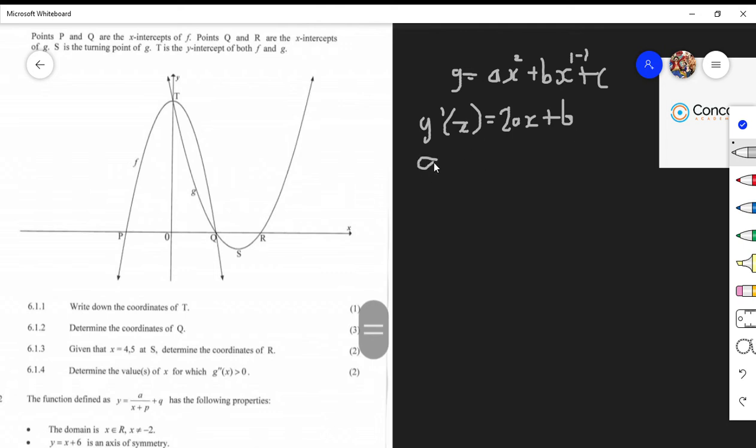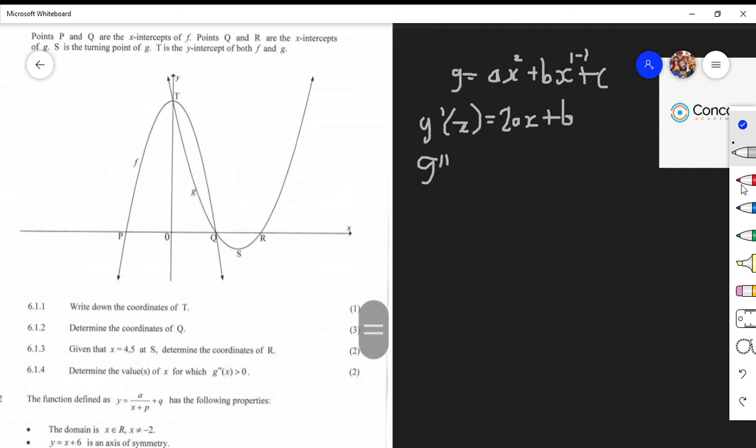Now second derivative, yes, okay. For guys who are struggling with calculus, we'll be doing calculus in our session tomorrow, okay?